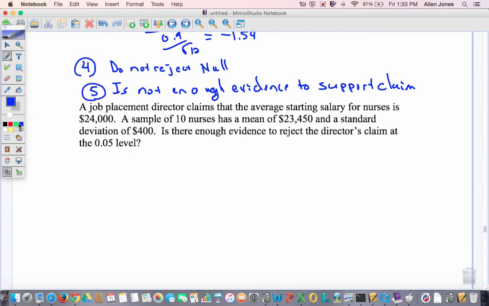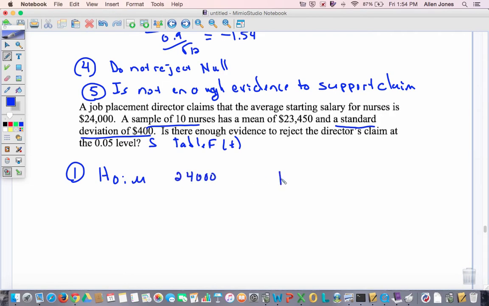We'll go one more time here. A job placement director claims that the average starting salary for nurses is $24,000. A sample of 10 has a mean of 23,450 and a standard deviation of 400. So our sample of 10 has a standard deviation of 400. There's our S, or table F, our t-score as our critical value. Is there enough evidence to reject the director's claim at the 0.05 level?